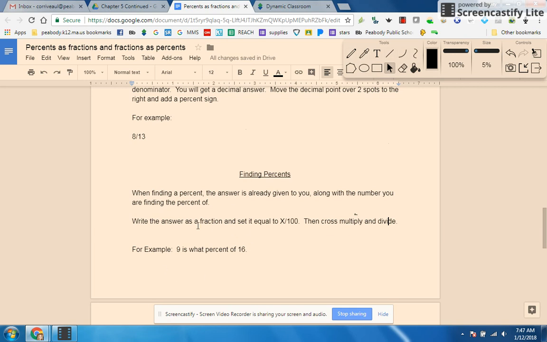So when finding the percent of a number, the answer is already given to you along with the number you were finding the percent of. So what you do is you write the answer as a fraction and set it equal to x over 100. So I'm going to do 9 over 16, the 2 numbers that they gave us. So 9 is what percent of 16? And then I'm going to put x over 100 over here. And there's 2 ways to do this. You could figure out how many times 16 goes into 100, but it doesn't go in evenly. So we can do the long division like we just did before.